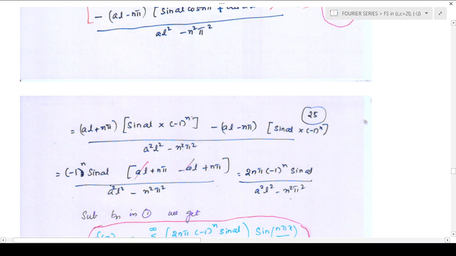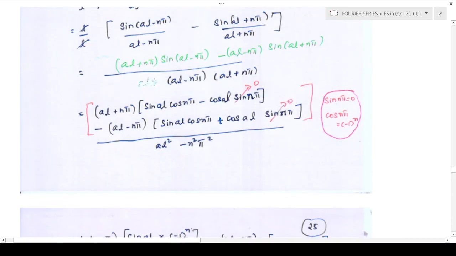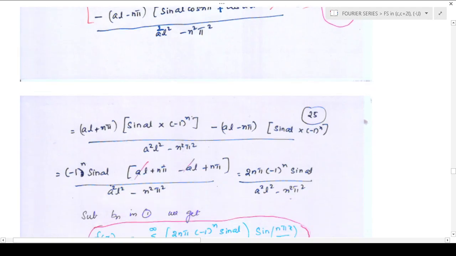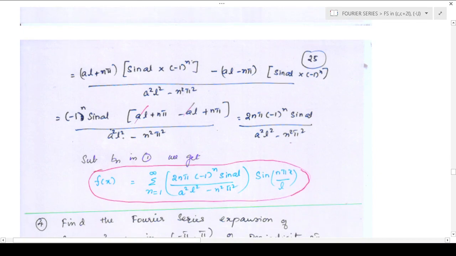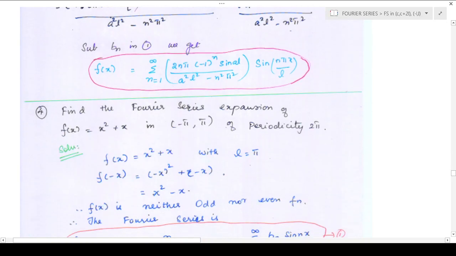Take sine AL into minus 1 whole power n commonly outside. In the denominator, it is A plus B into A minus B, A square minus B square. That is AL square minus n square pi square. So in the first term it is AL plus n pi, minus the second term AL minus n pi, because you are taking the sin AL minus 1 whole power n commonly outside. Remaining term is your Bn. Substitute in 1, that is f of x. This is your Fourier series.